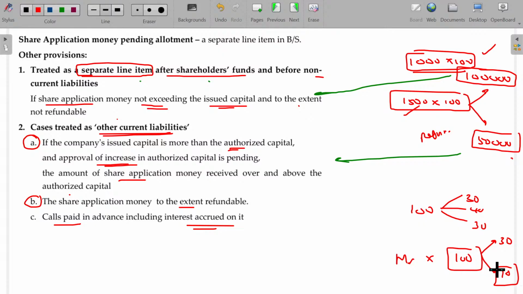In 3 scenarios, share application money will not appear under share application money pending allotment. That will go to other current liabilities. What are they? First, if the money is received beyond the authorized capital, where the authorization is still pending. Another one is where the excess amount is supposed to be rejected and is refundable. The third one is where the investor paid the call money in advance itself. That is also not part of the application money. It should be kept under other current liabilities only. Hope you'll be able to understand.